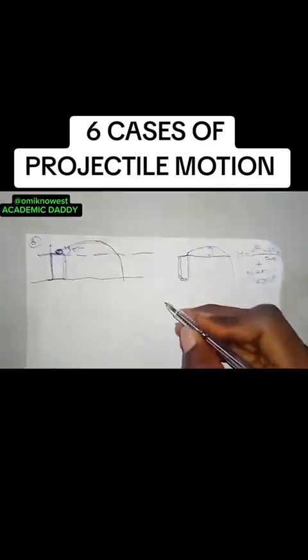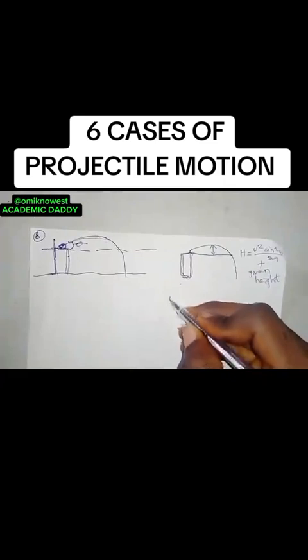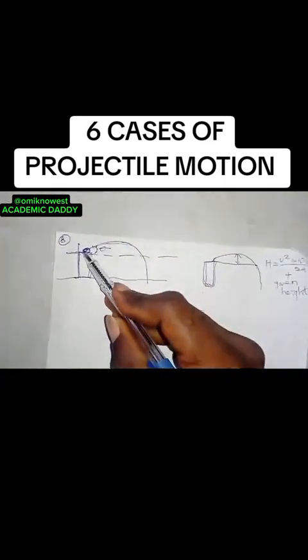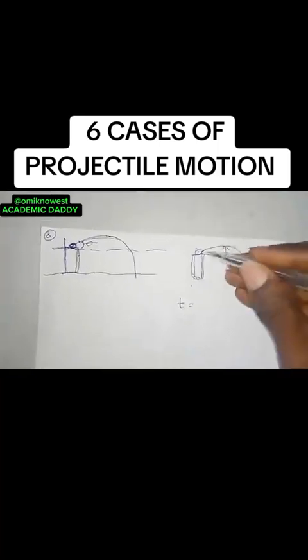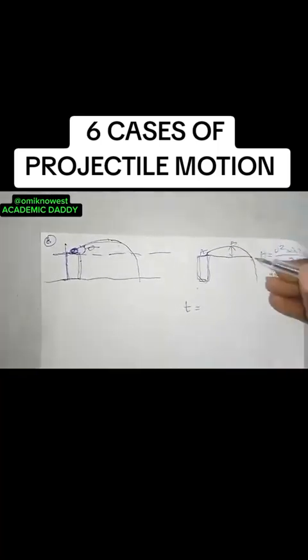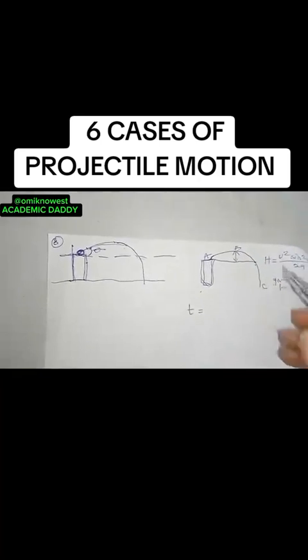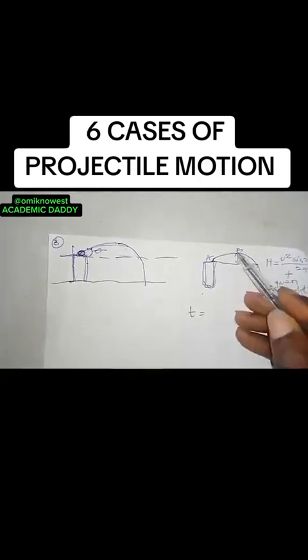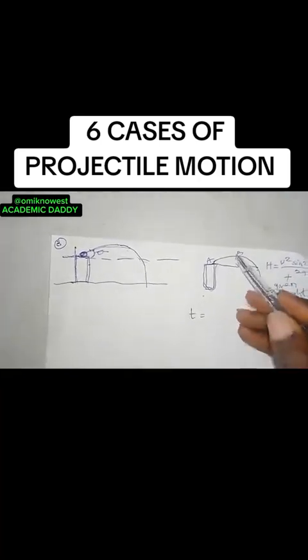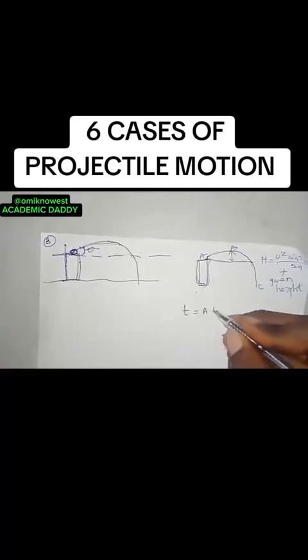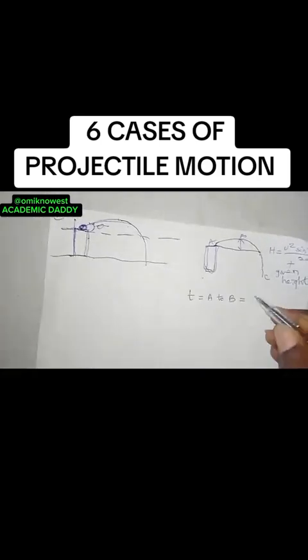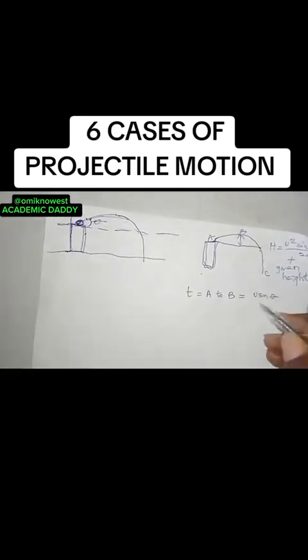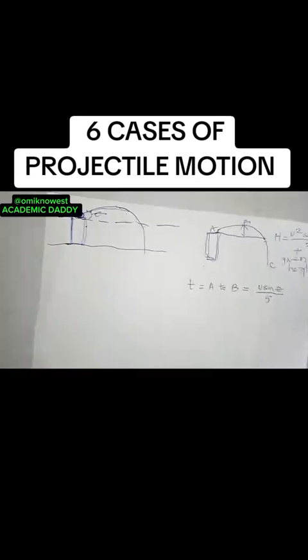Now for time of flight, or time to reach maximum height, you see that from this point to this point, let's say this is A, this is B, then this is C. So time to reach maximum height will simply be time from A to B, and you know that is u sine theta over g. So I'm trying to be as fast as possible.